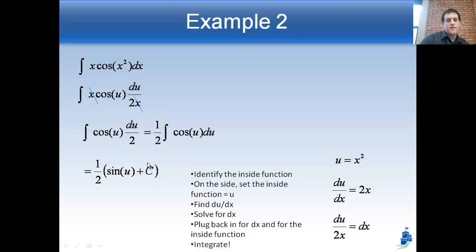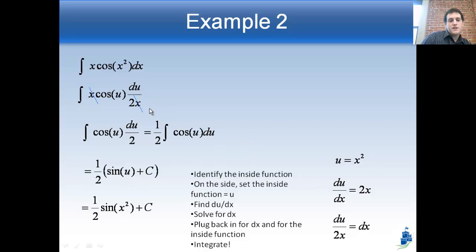And then in the end, just to get our final answer, we get rid of u and we plug back in the x squared. If on an exam you don't plug that x squared back in, you're not going to get any credit because u is meaningless. It's a made-up variable that you added. Okay? And that does it, really.